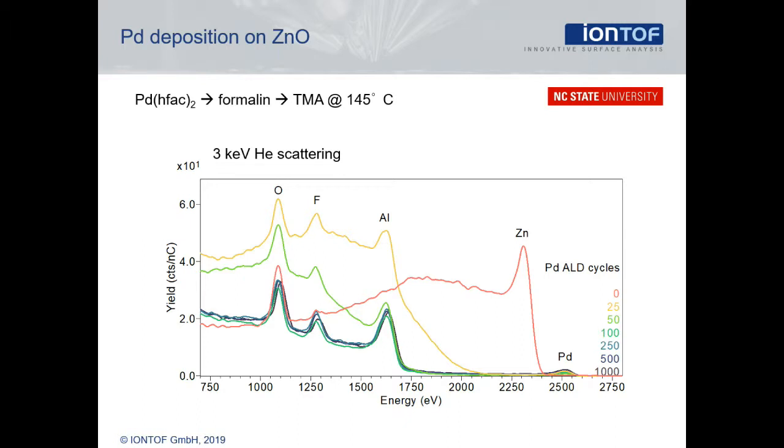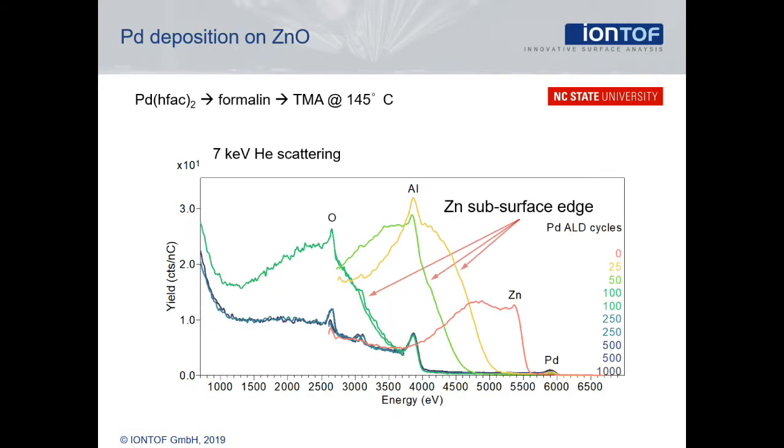At 50 cycles, the in-depth signal is already fully overlapping with the low mass peaks. To better visualize the in-depth signal, 7 keV helium scattering was used. At the higher energy, the surface peaks get less intense compared to the in-depth signal. We are starting to leave the LEIS energy regime and moving towards MEIS, or medium energy ion scattering.